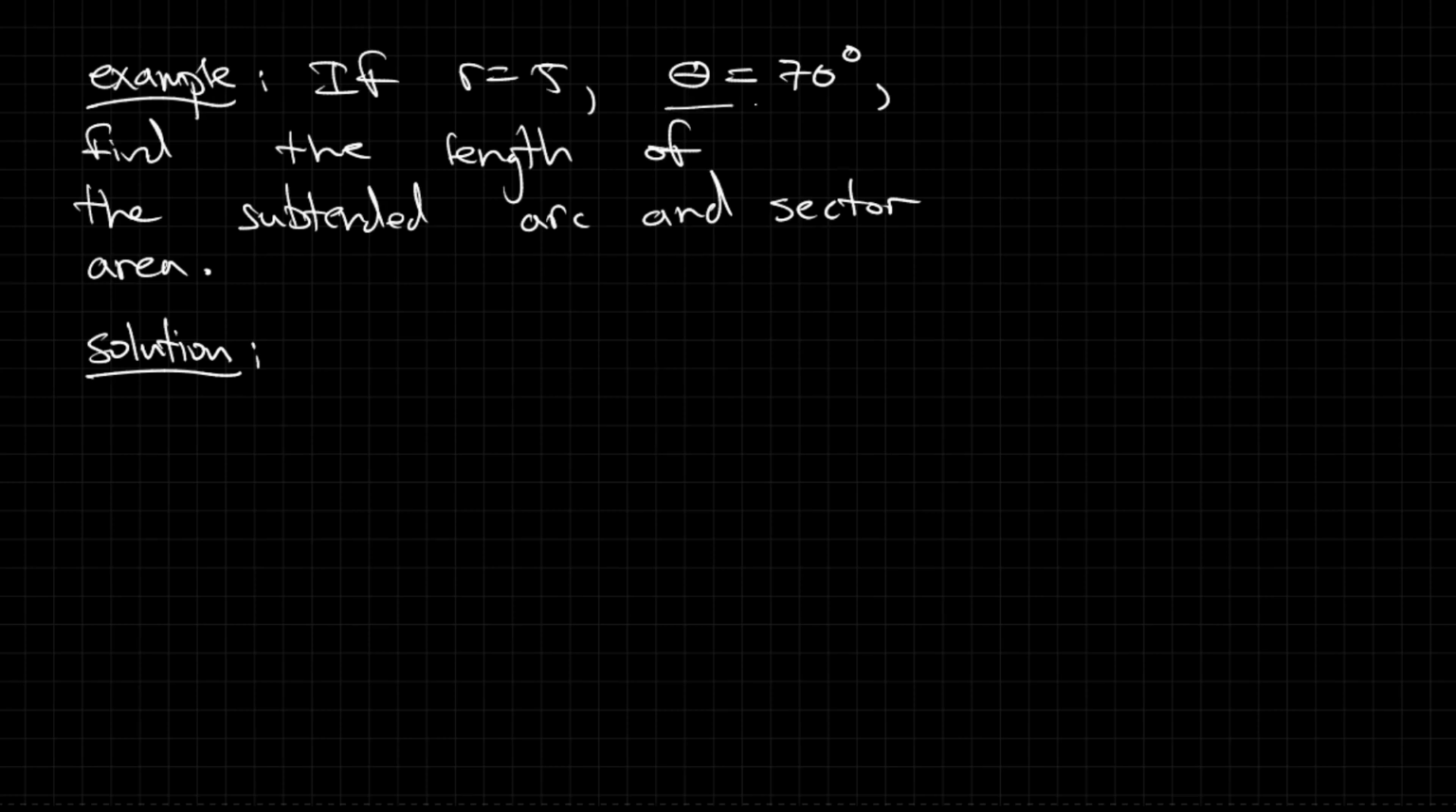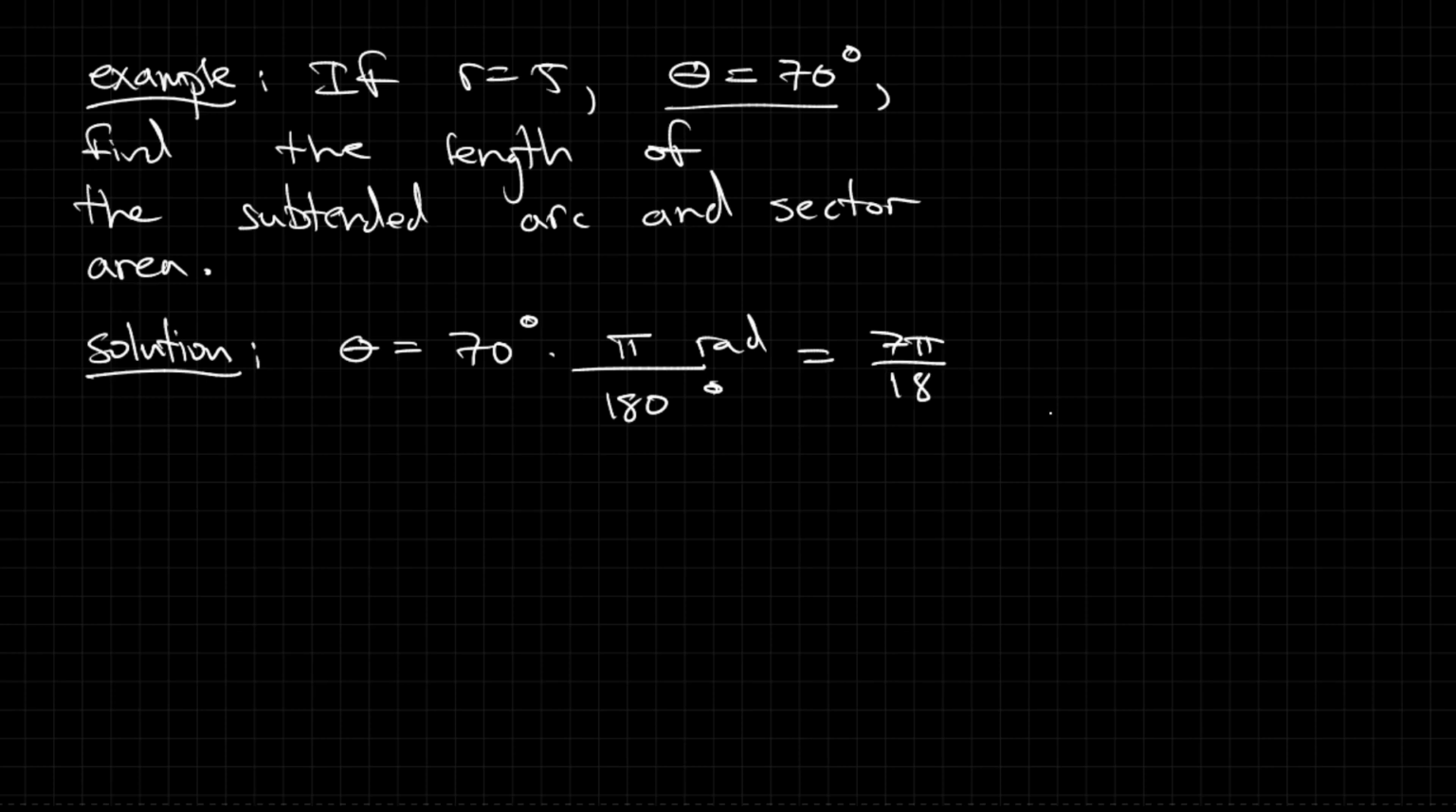Now first note that in this problem, theta is given in degrees, so the first thing you'll have to do is convert it to radians. So theta is 70 degrees times pi radians divided by 180 degrees, which I'll just leave in fraction form. There's zeros that cancel, and you are left with 7 pi over 18 radians. You can get a decimal if you want. I'm going to choose not to.